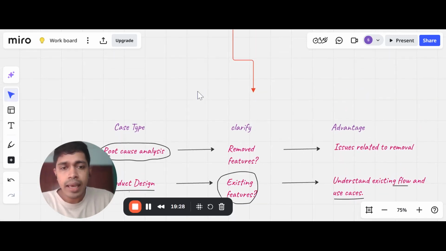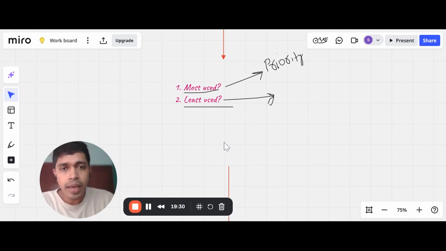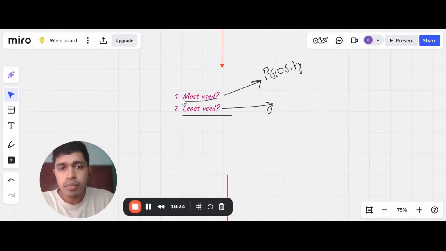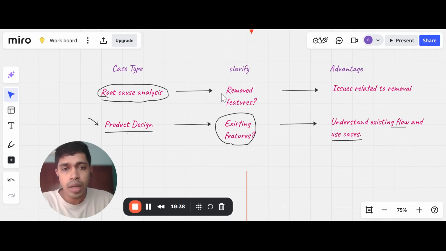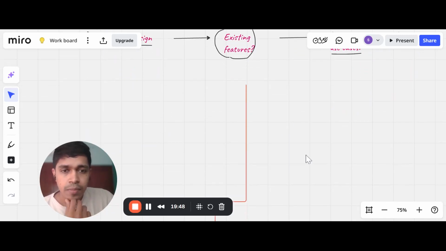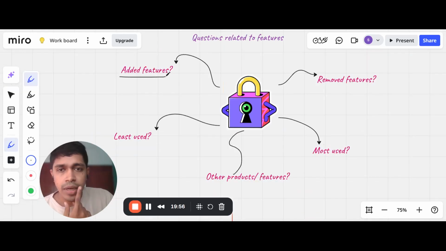So just recapping, going back, what are the questions? Most used feature, least used feature, and then you can ask about removed features if this is a root cause analysis problem. If it's a design problem, you can ask about existing features. There are more questions you can ask. Yeah, did we add any feature or add any new flow?